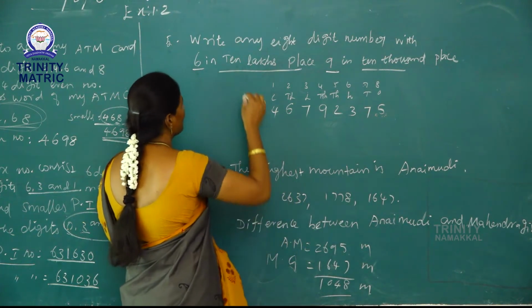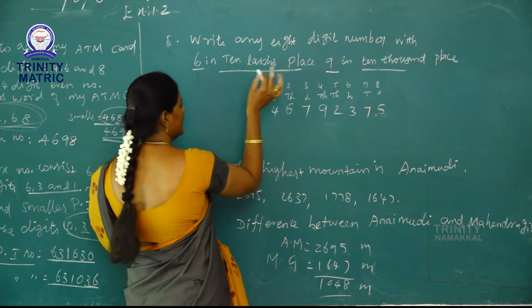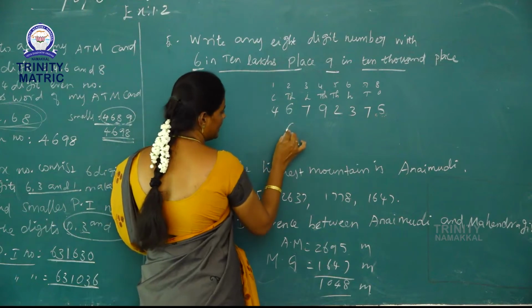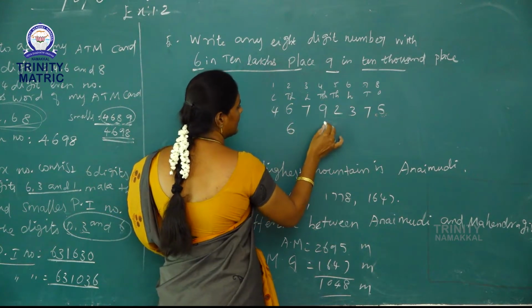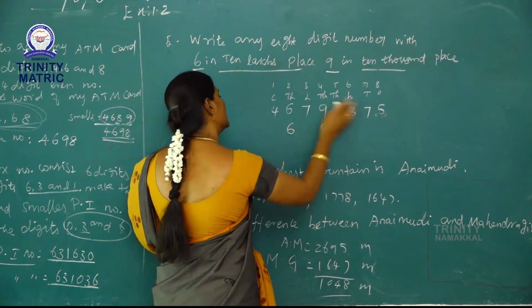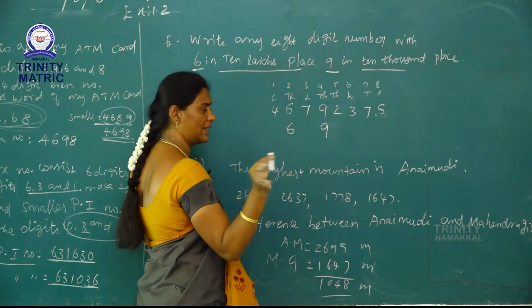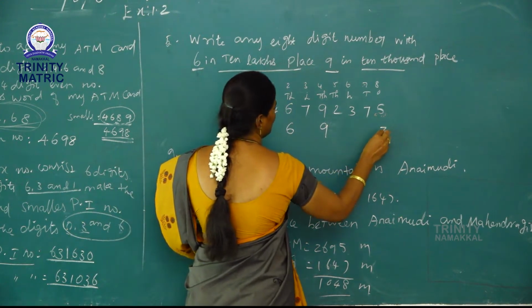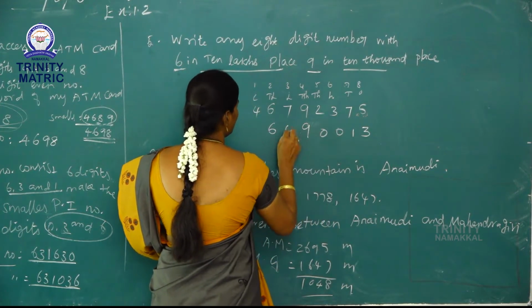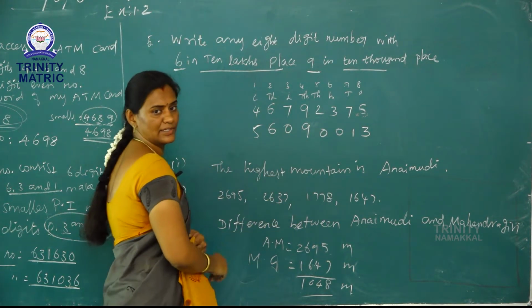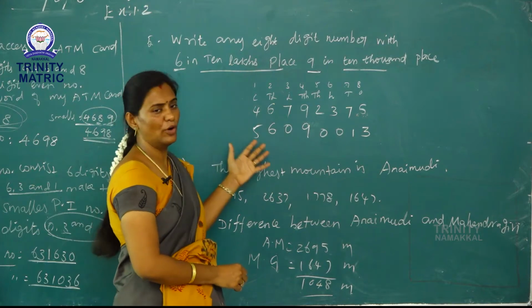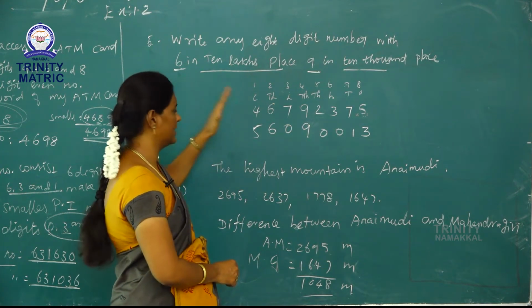Like this one more number we can write. Listen. See, 6 in the 10 lakhs place and 9 in the 10,000's place. Then the remaining places you can write any number. Here I write 3, 1, 0, 0, 0, 5. Any number you can write. So similarly we can form many numbers using these conditions.